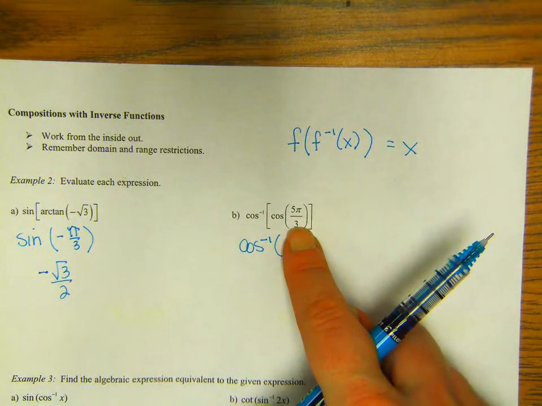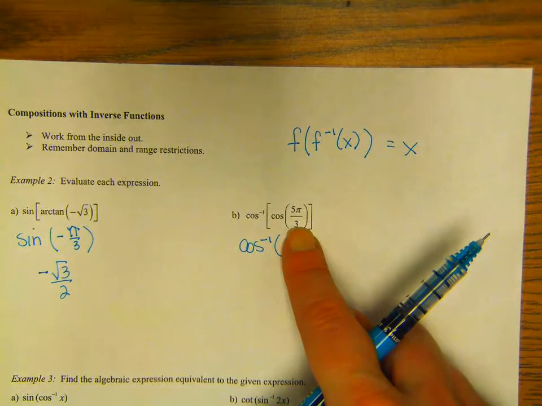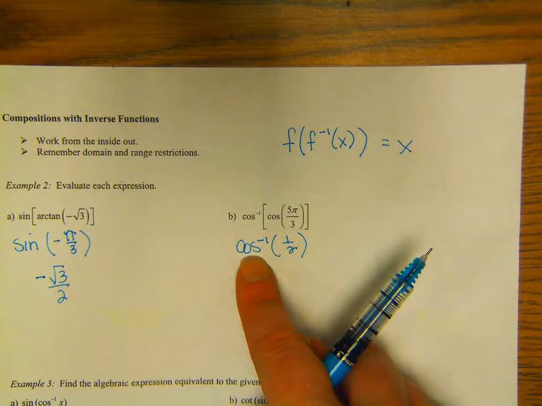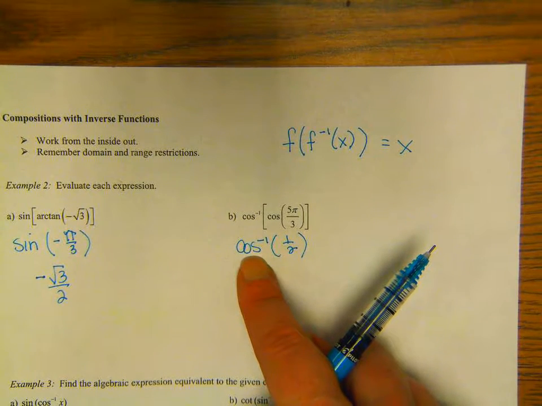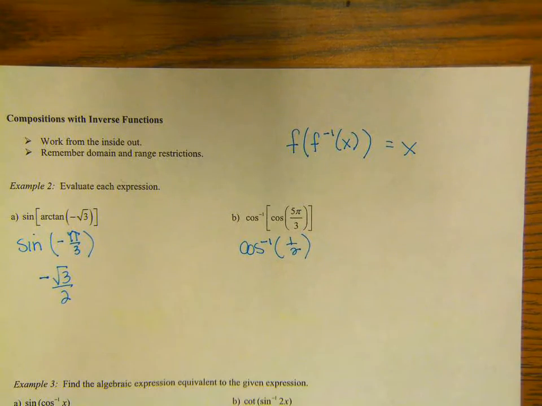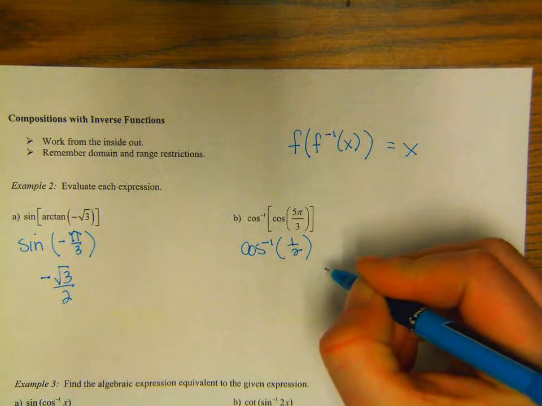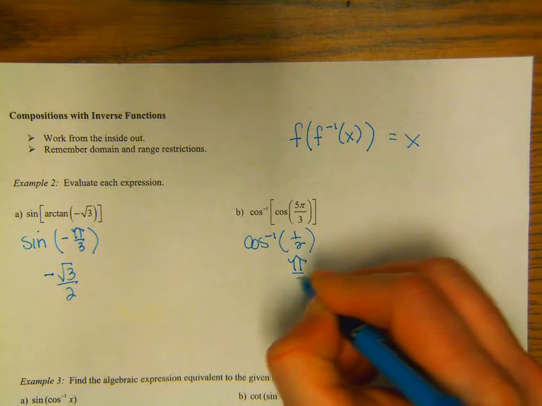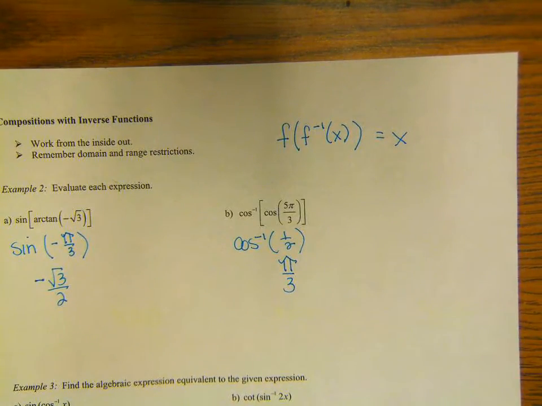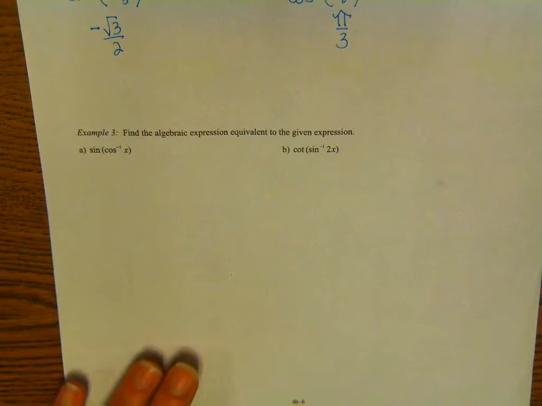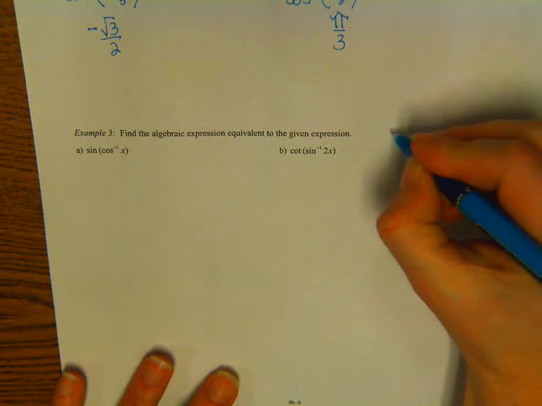Now, if you look on the unit circle, yes, 5π/3 produces a value of 1/2. But cosine inverse, I only give the value where? Between 0 and π. So between 0 and π, where is the cosine 1/2? Positive π/3. Okay. Very nice.